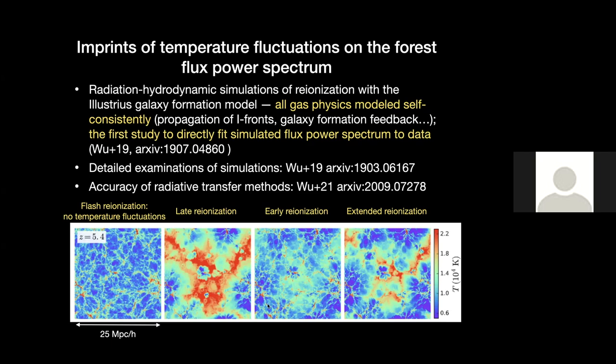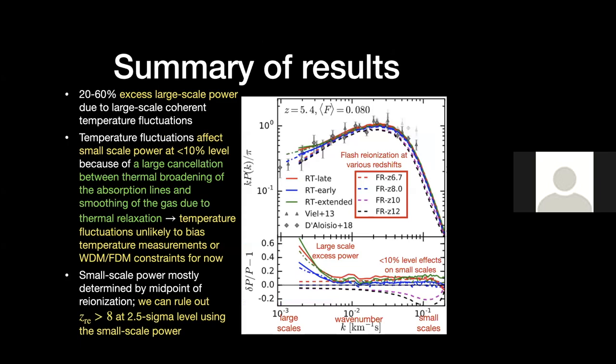And then in the other three panels, these are patchy reionization simulations. So we have different reionization scenarios, and that creates different levels of temperature fluctuation in the post-reionization IGM. So the end product of all these is shown here. This is showing the simulated flux power spectra in different simulations. So here are the points with error bars. These are the observational data points at redshift 5.4.